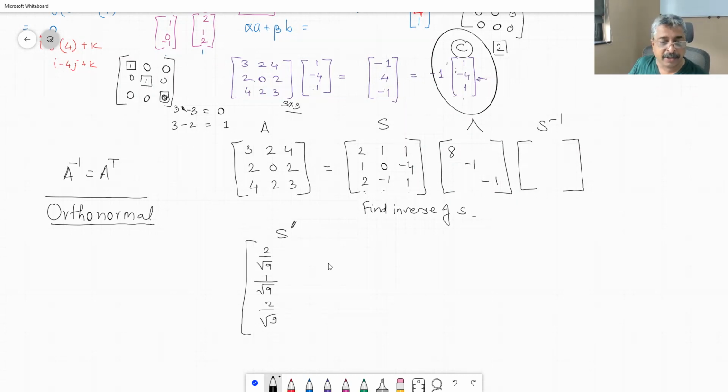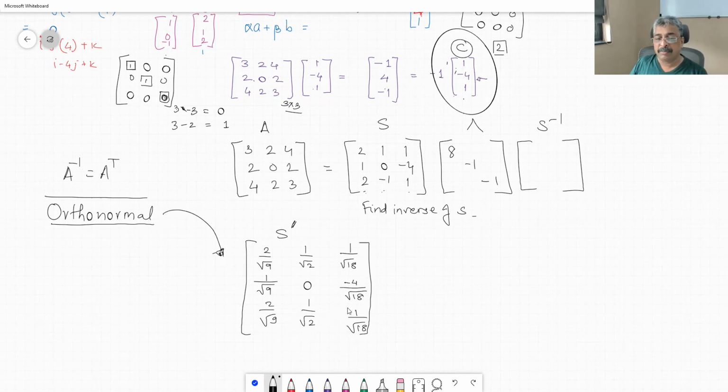Now length of the second vector is 2. So 1 upon root 2, 0, 1 upon root 2. And the length of the third vector is 16, 17, 18. So root 18. So 1 upon root 18, minus 4 upon root 18, 1 upon root 18. Now all these three vectors are mutually perpendicular and their lengths are equal to 1. So this matrix is orthonormal matrix.